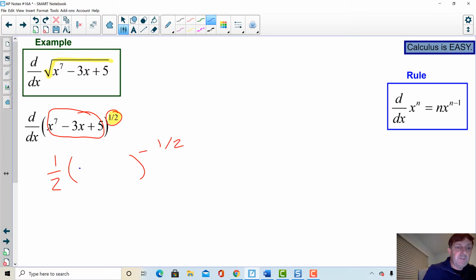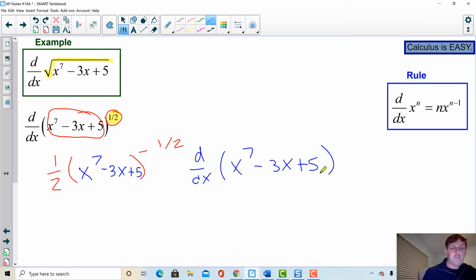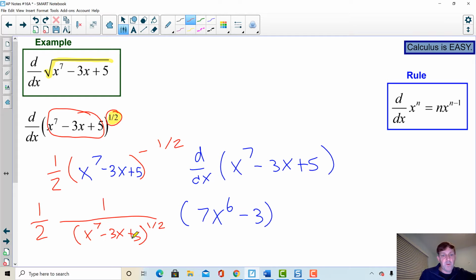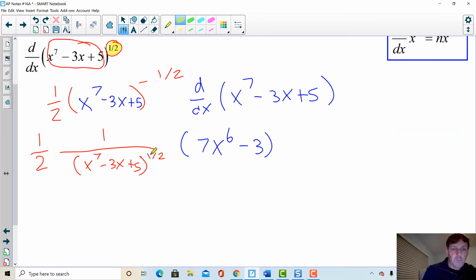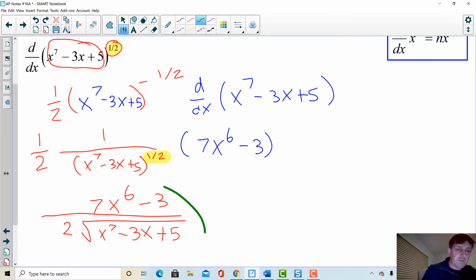Now because the inside was a bunch of stuff, we're going to have to do the derivative of all that stuff. That's called the chain rule. Now the derivative of that stuff is 7x to the 6 minus 3. We can rewrite this stuff over here. We can combine it all into one fraction. Remember, the power of 1/2 is the same as the square root. And that's our final answer.